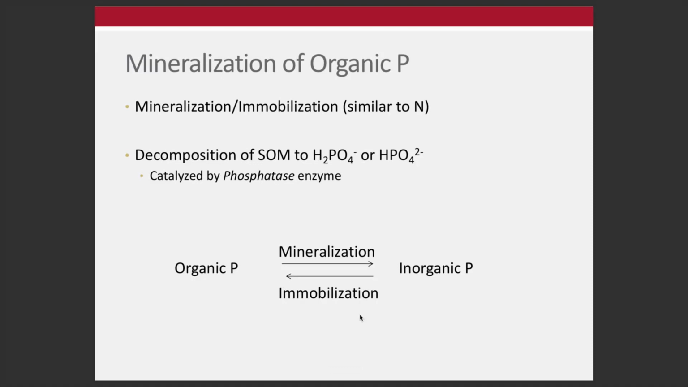Similar to nitrogen, we talk about mineralization and immobilization reactions with phosphorus, organic phosphorus. So this is primarily catalyzed by phosphatase enzymes. And phosphatase enzymes are produced by plants, fungi, and bacteria, a lot of different things that are making enzymes that free up phosphorus as an essential nutrient, right? So again, this idea of going from an organic to an inorganic P source is mineralization, and the opposite reaction would be immobilization. When it goes from the inorganic to the organic P fraction, then it's an immobilization event, right?